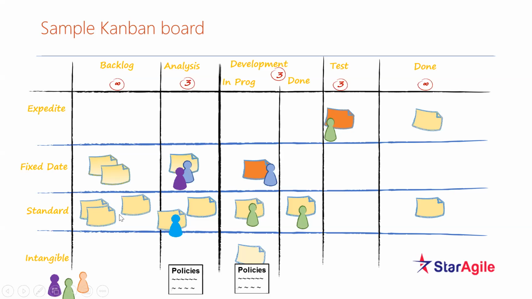Now, what are these columns here? Expedite, fixed state, standard, intangible. What are these? They are called swim lanes, not columns. Sorry, these are called swim lanes. What are these? Any idea? Yes, priority of work. It is priority of work, or the way we are trying to treat the work. So it is the way we treat the work.